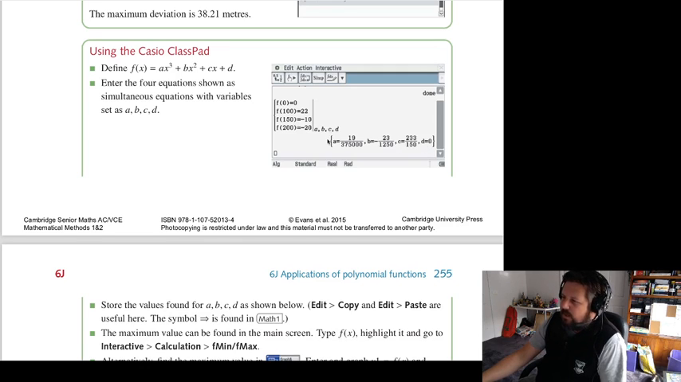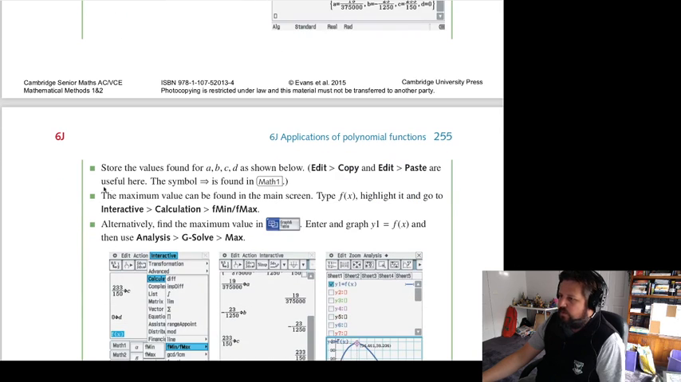Yeah. So here you will get the values of a, b, c, and d. So in this particular case, once you've got these values, you know you can write them as the actual equation and write it out. So the equation would be, obviously where a is, you'd have 19 over 375,000 x cubed plus these other values, etc., etc. What they're saying here is it would be recommended to store these values found as a, b, c, and d by editing and copying and pasting them.